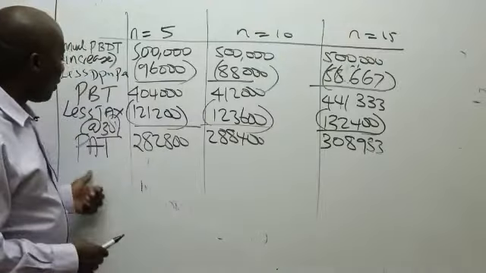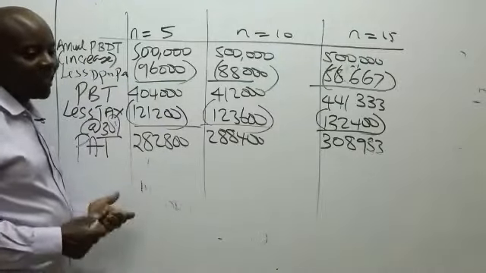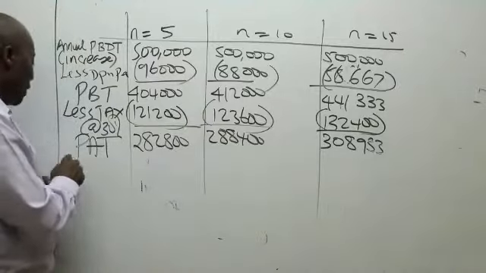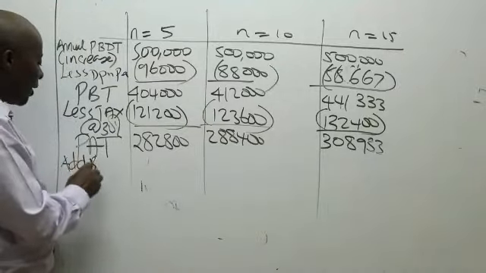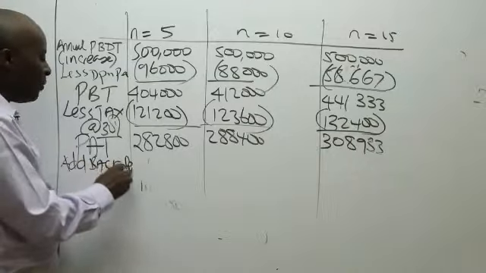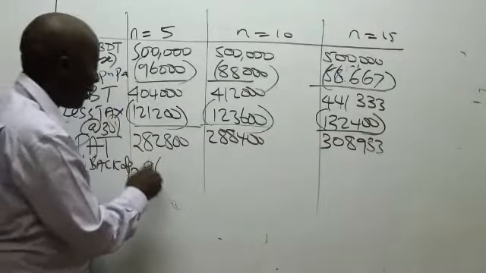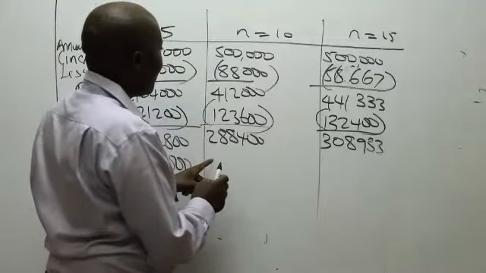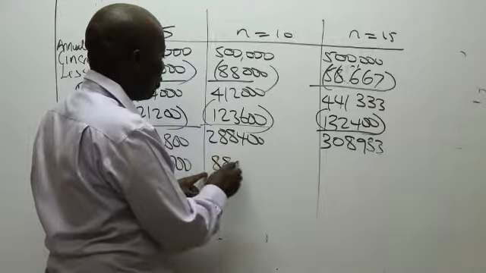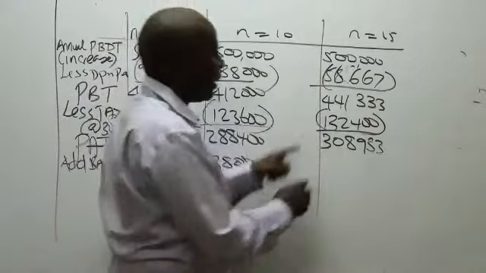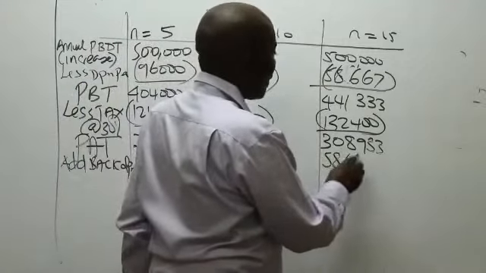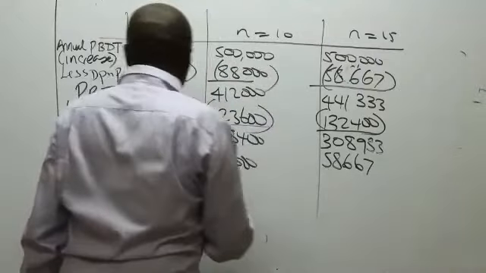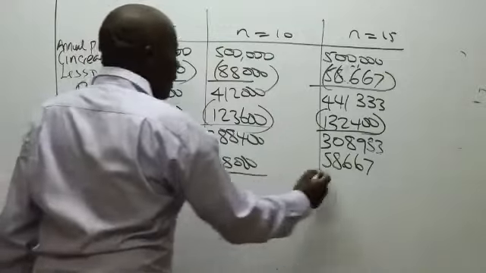Thank you very much. So having gotten profit after tax, what do you think will be the next step that we should do? We add back, you guys are geniuses. Add back depreciation amounts. I have them here. 96,000. 88,000. Thank you so much. 58,667.